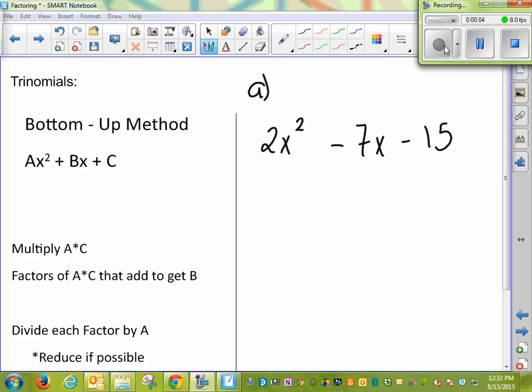We're going to work some factoring problems using the bottoms-up method with trinomials. I've got it listed out here in a stepwise process. The first step, multiply a times c.